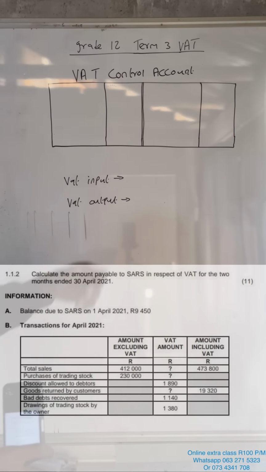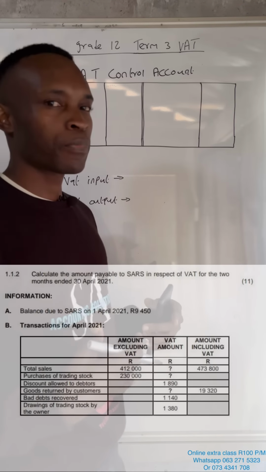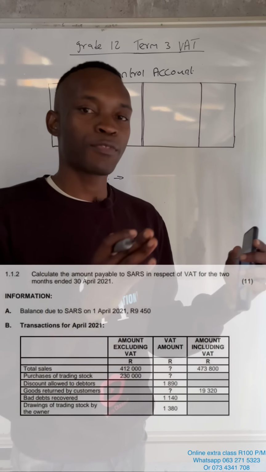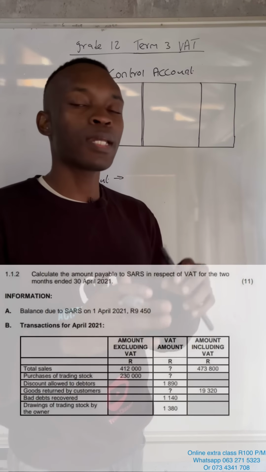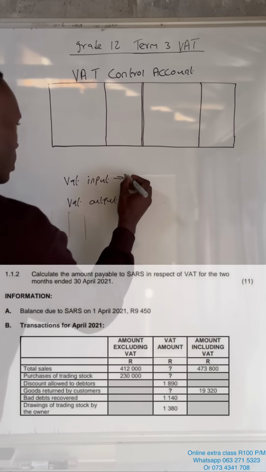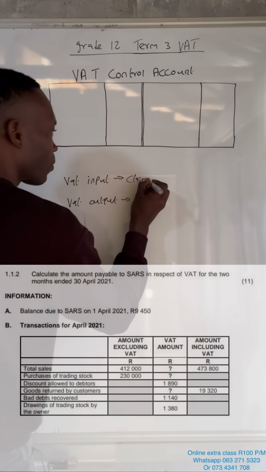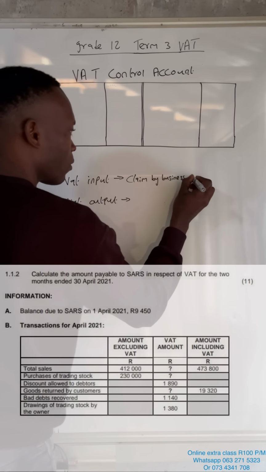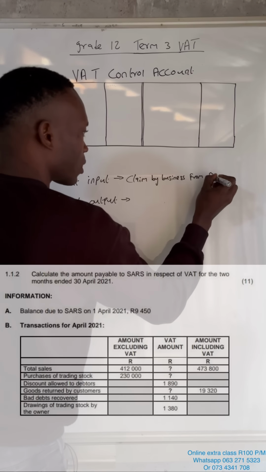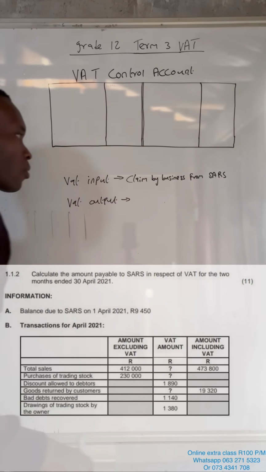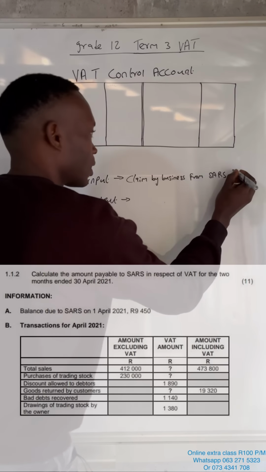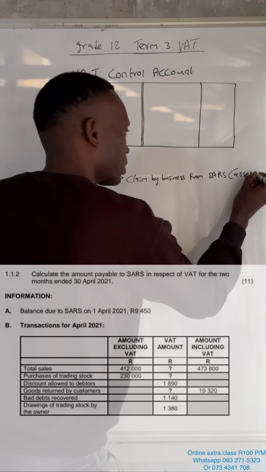Okay, guys, let's start with VAT input. What is VAT input? This is the VAT that we as a business claim from SARS because we have spent some money or we incurred some loss. This is the claim by the business from SARS. In other words, because we are the ones who are benefiting, this is going to be regarded as an asset.